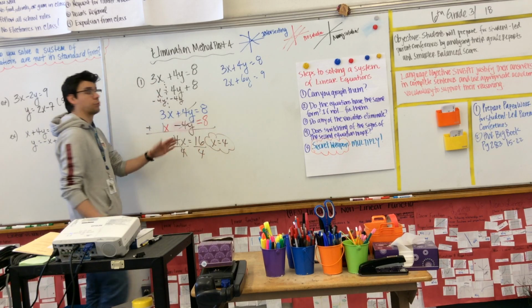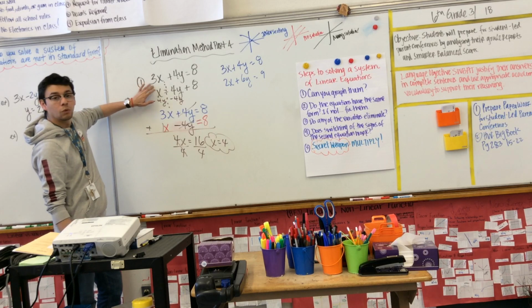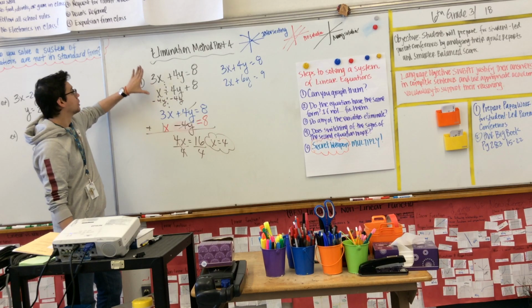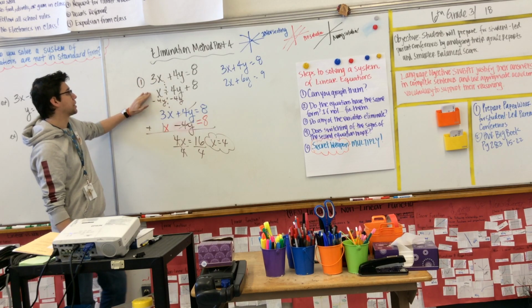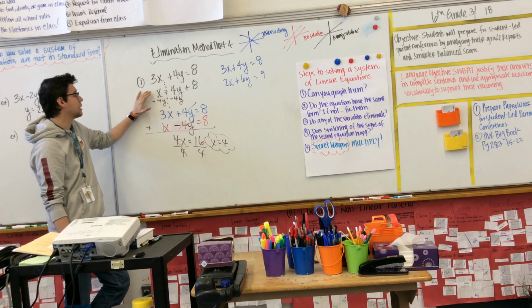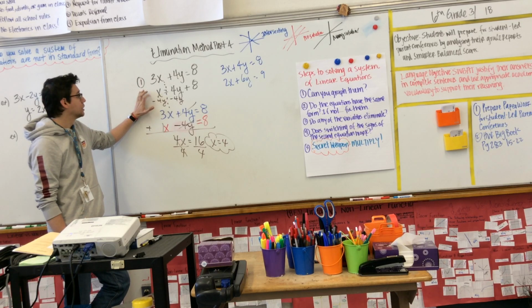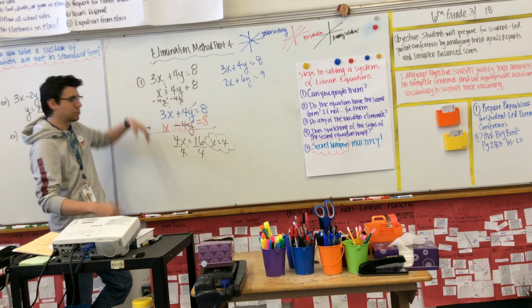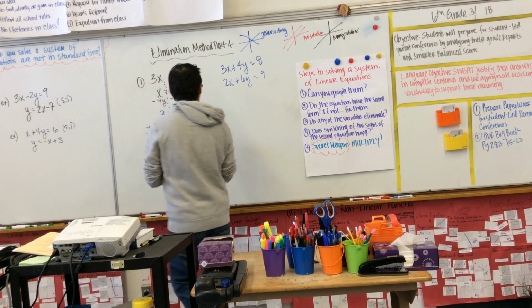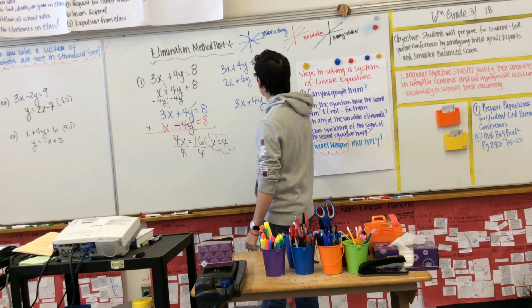Go back to your original OGs. One of these two. Which one looks easier? The one on the top or the one on the bottom? Honestly, it doesn't matter which one you pick. They're both going to give you the same answer. Personally, I would use the bottom one. That was actually easier to solve, but I'm just going to go ahead and do the top one. So I'm going to recopy the top one right here. So we have 3x plus 4y equals 8.